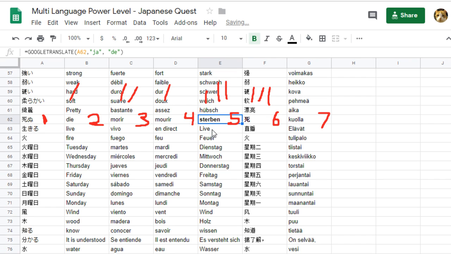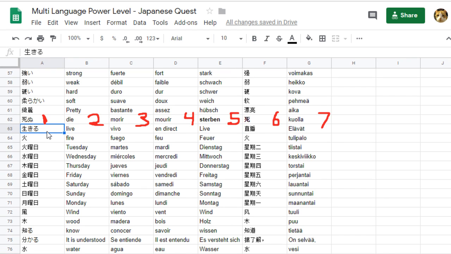Life, to live. Let's do that one as well. I'll just leave it where it is. But this time we're doing life. Let's look at life in each language. Ikiru, to live in Japanese. Live in English. Vivo in Spanish. And direct in French. Interesting, I thought it would be similar, because I've heard a similar word in French. But anyway, that's the way Google Translate did it.